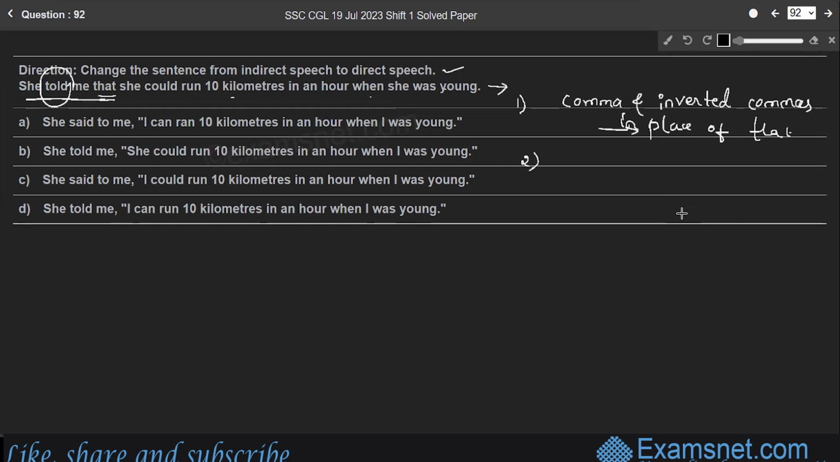Then the sentence becomes, in the direct speech form, she said to whom? To me. She said to me, use comma, and the segment in the inverted commas. So in place of that, we are using comma and inverted comma. She could run 10 kilometers in an hour when she was young.